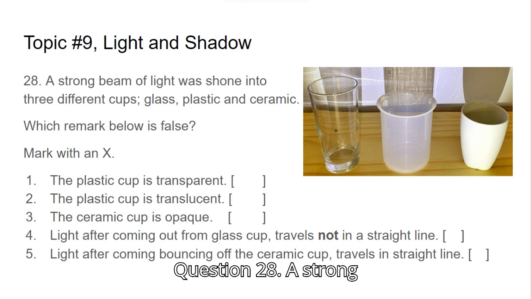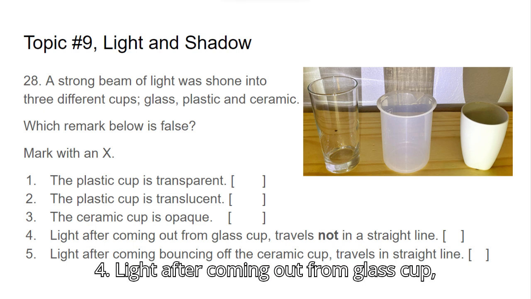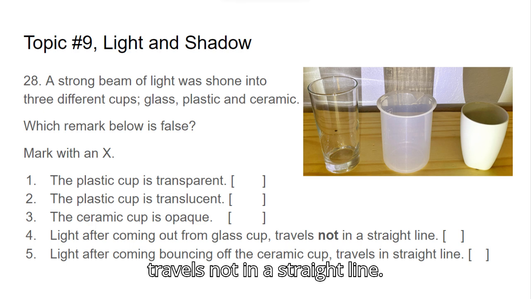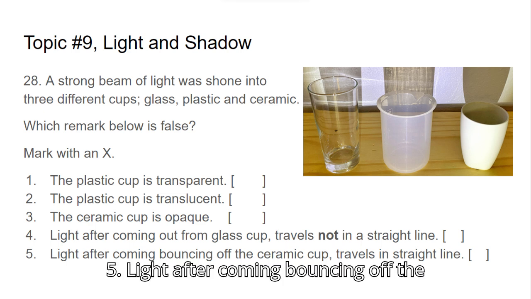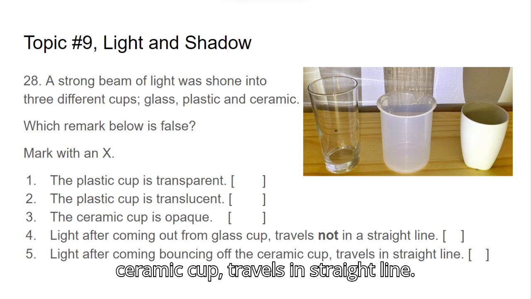Question 28. A strong beam of light was shone into 3 different cups: glass, plastic, and ceramic cups. Which remark below is false? Mark with an X. 1. The plastic cup is transparent. 2. The plastic cup is translucent. 3. The ceramic cup is opaque. 4. Light after coming out from the glass cup travels not in a straight line. 5. Light after bouncing off the ceramic cup travels in a straight line.